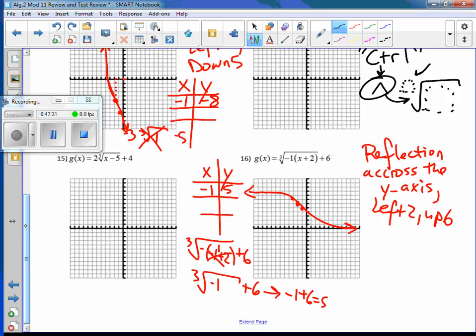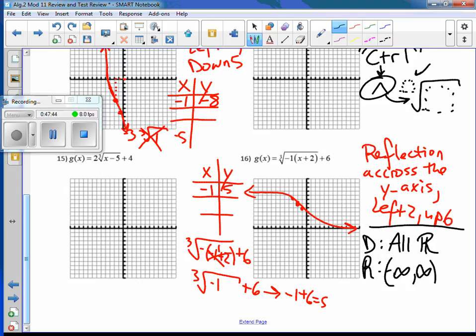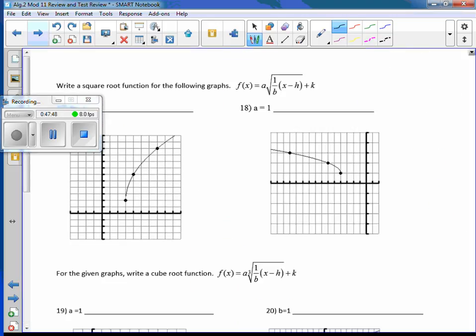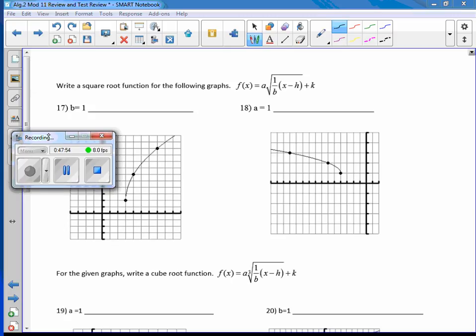And just to practice, what was the domain and the range of every cube and cube root function? All real numbers, or -infinity to infinity. Both are the same. All right? Okay, now let's go over here to our next one. So it says, write a square root function for the following graphs.